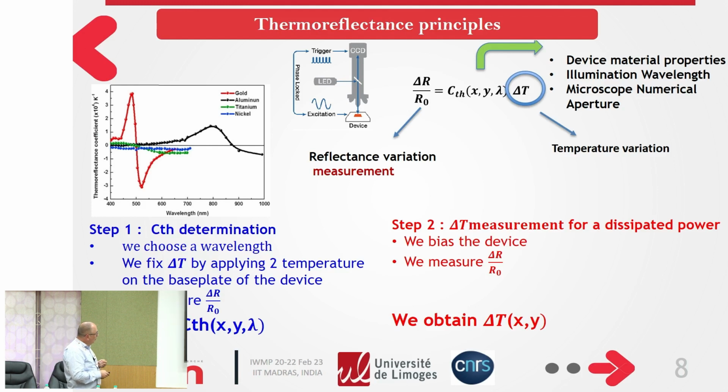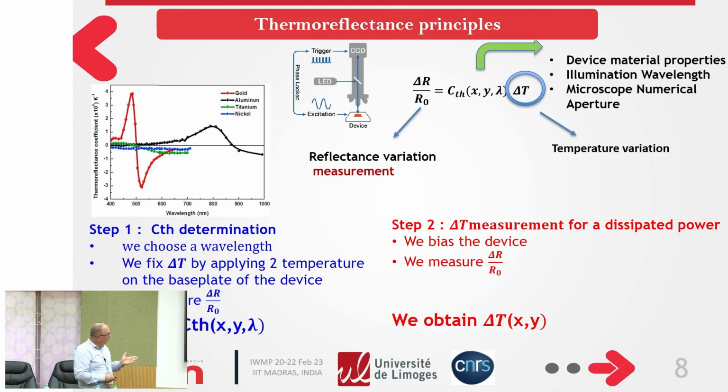So to begin, we fix delta T by applying 2 temperatures, and the reflectance variation is measured. So we can deduce CTH for all the map we are seeing through the camera.